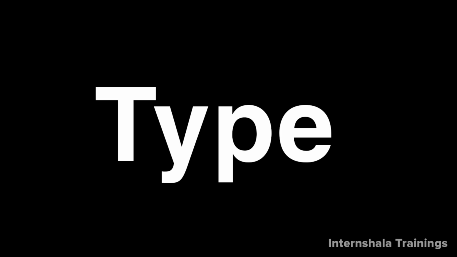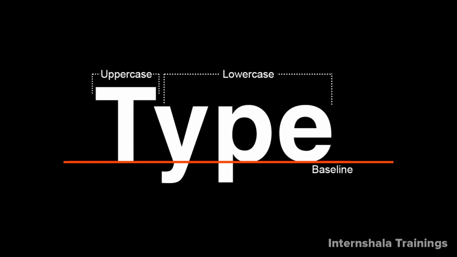Each word consists of characters, also known as glyphs. The word that is displayed on your screen right now consists of one uppercase glyph and three lowercase glyphs. Type sits over a line called the baseline. That line is usually invisible unless selected to be displayed in your production program.